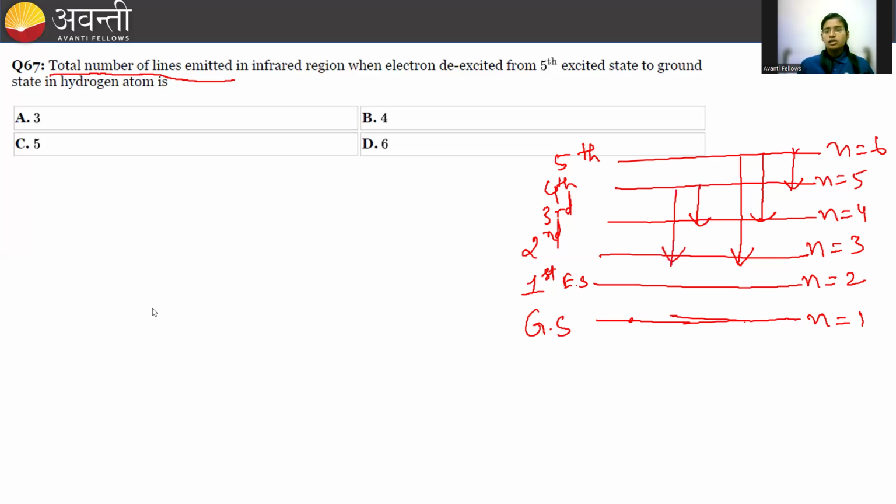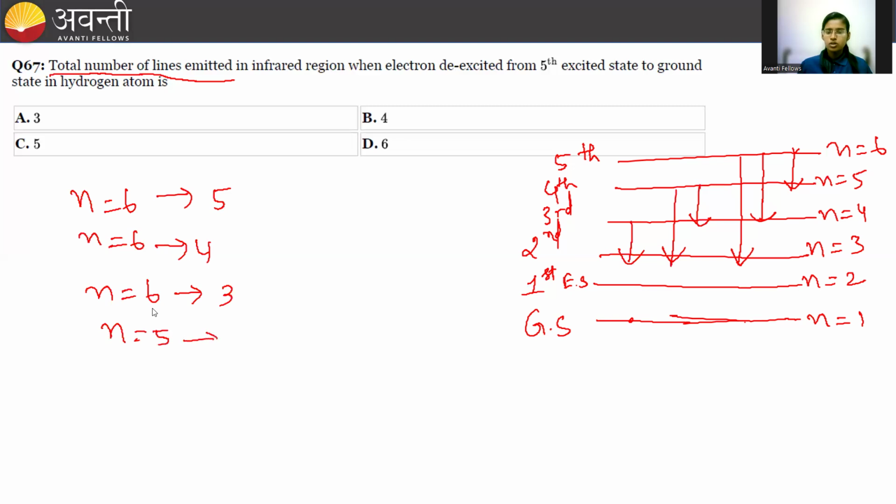Okay? Or it can come from n is equal to 4 to n is equal to 3. Got it? So what are the possible transitions? n is equal to 6 to n is equal to 5, n is equal to 6 to 4, n is equal to 6 to 3, and n is equal to 5 to 4, n is equal to 5 to 3, and n is equal to 4 to 3.